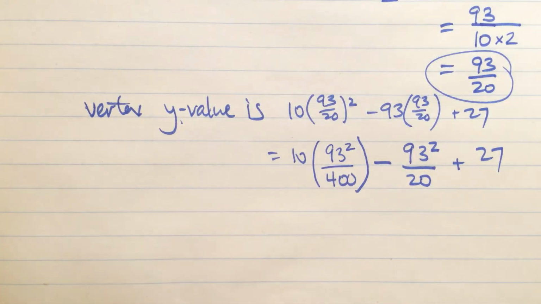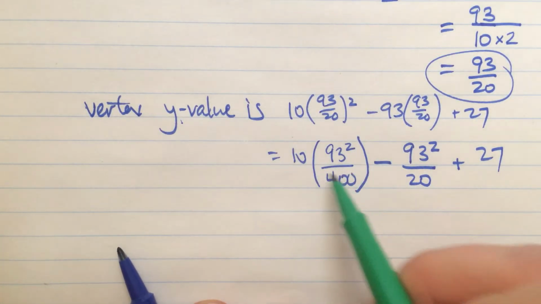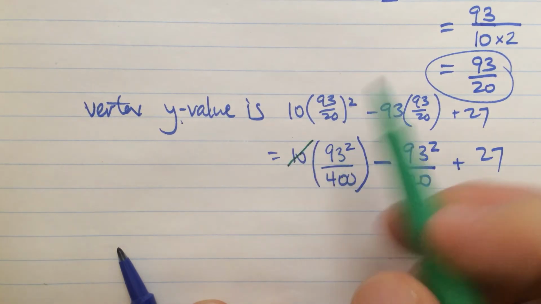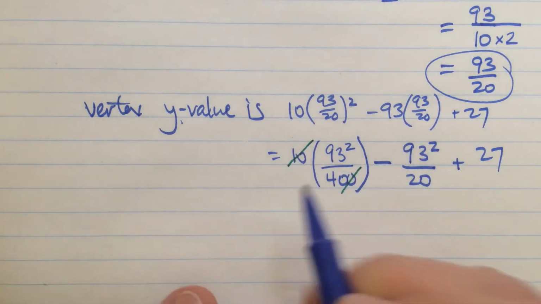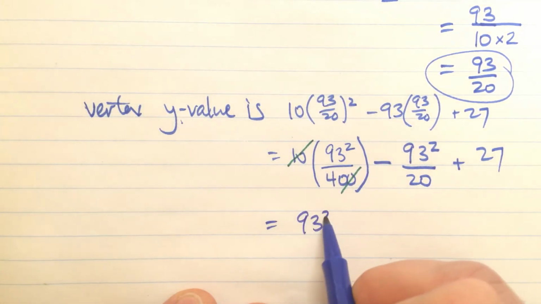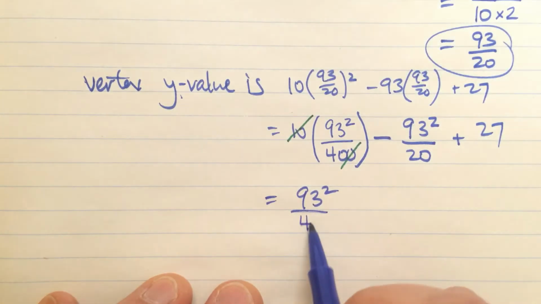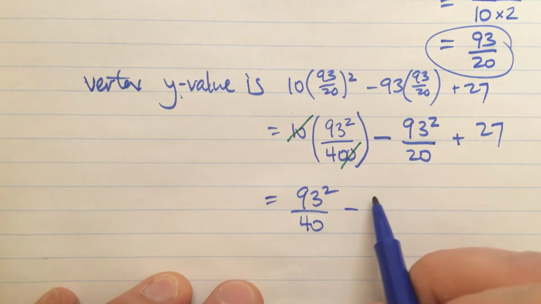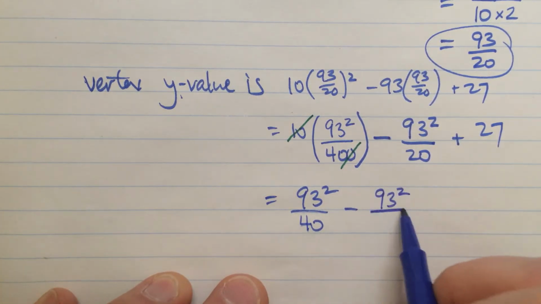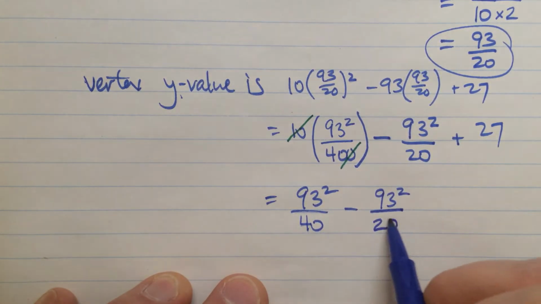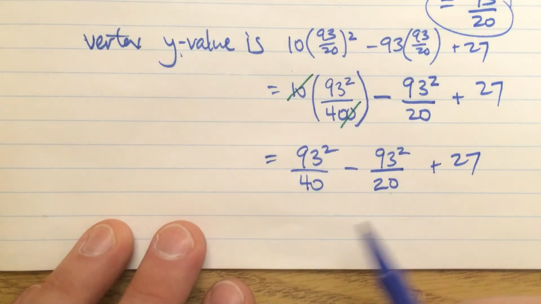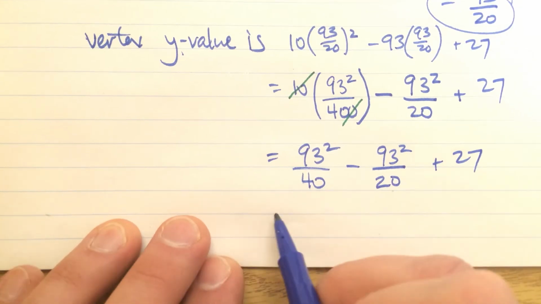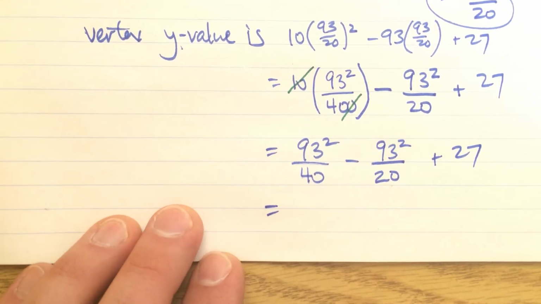Let's check this one out though. Here's a 10 times a thing over 400. That 10 can cancel with a factor of 10 out of that 400, leaving me with 40. So I've got 93 squared over 40 minus 93 squared over 20 plus 27. Okay, you can churn through this with your calculator if you want to. You're going to get a nasty decimal as well.